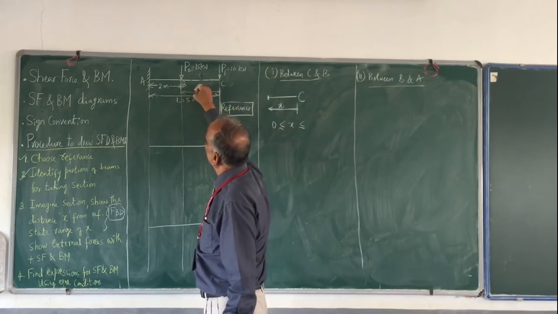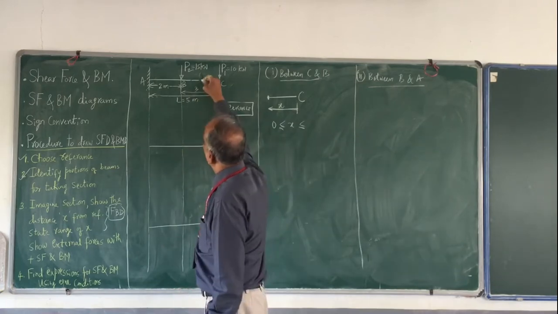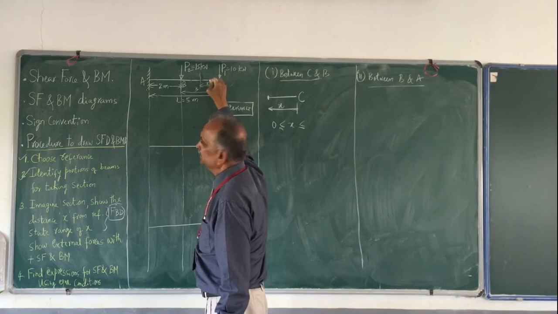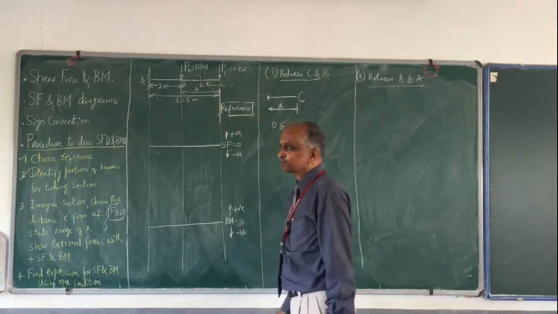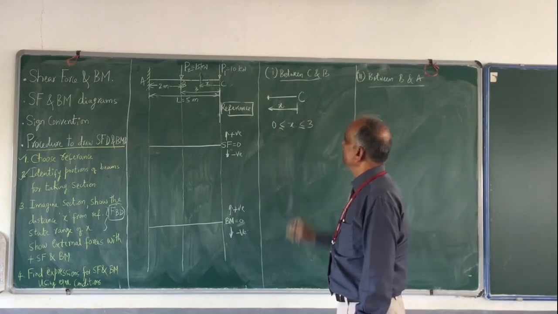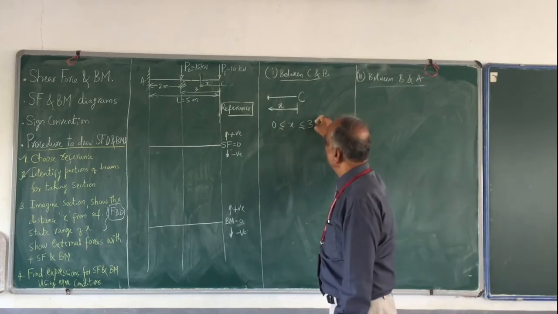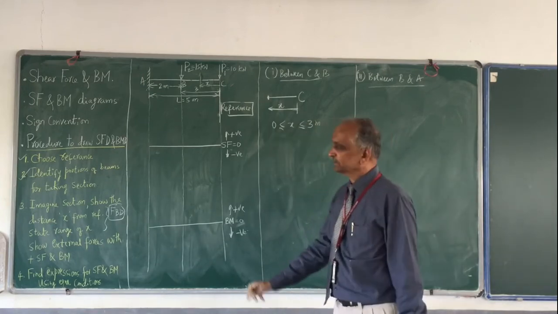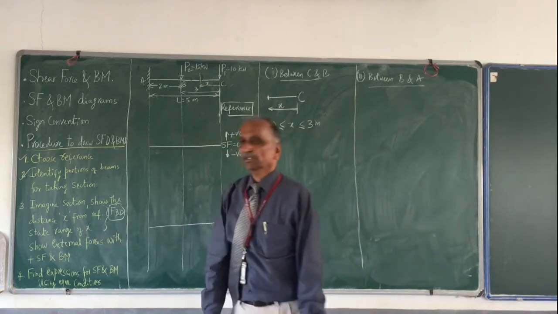This distance, I know that this is 3 meters. If I take a section here, this is my x. So what is the smallest value of x? The smallest value of x is 0, and the largest value of x is 3 meters. 0 and 3 meters. This is what I mean by the range of x.